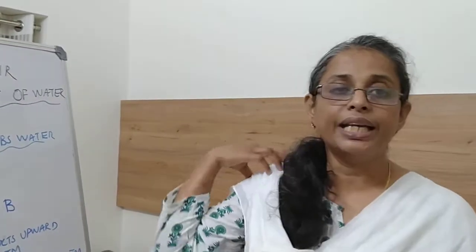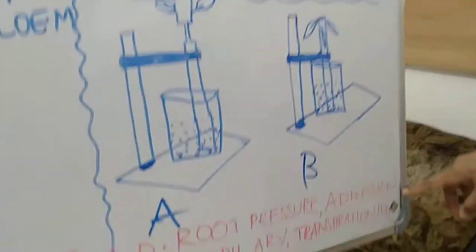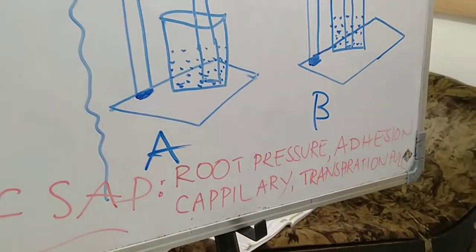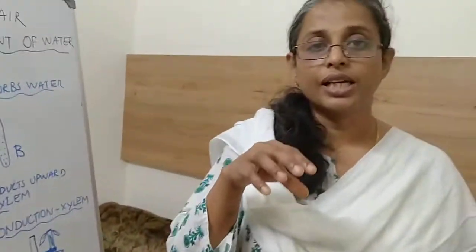Next one is adhesion. What is adhesion? Adhesive force is the attraction between unlike molecules. Between the walls of the cells, as well as tracheids and vessels, and the water molecules, there is an attractive force. This attractive force enables the water molecules to slide along the cell walls of these conductive elements. This is called adhesion.